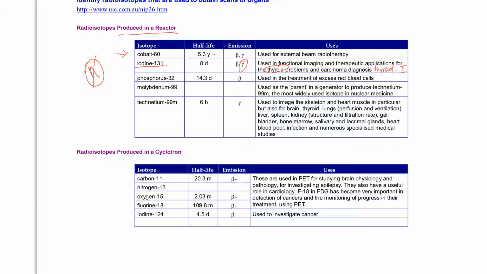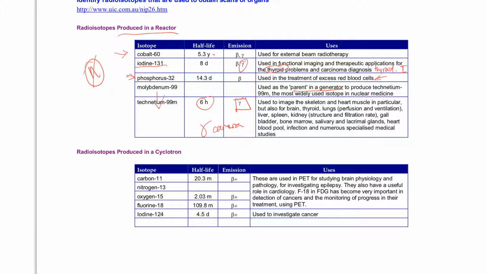Phosphorus is taken up and looked at in treatment of excess blood cells, often to do with bone or bone marrow or blood cell production. Molybdenum is used to generate and produce our technetium, as we saw in the previous video, with a much lower half-life that produces gamma rays, useful for a gamma camera.